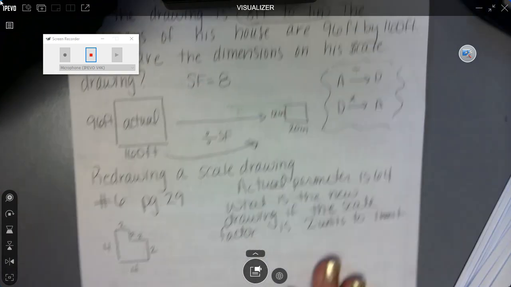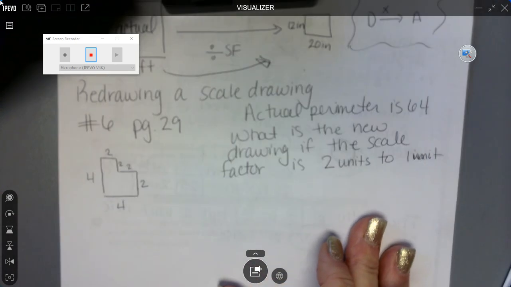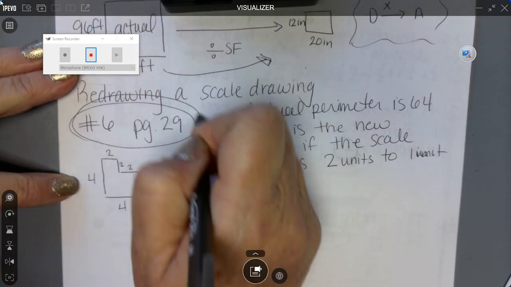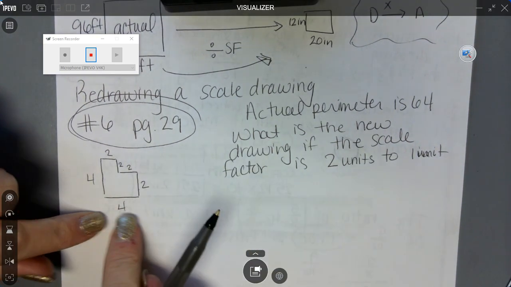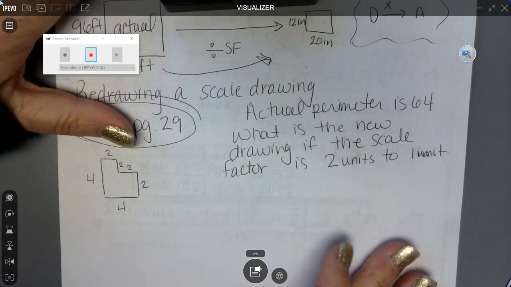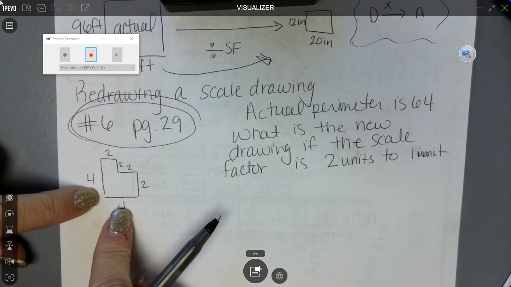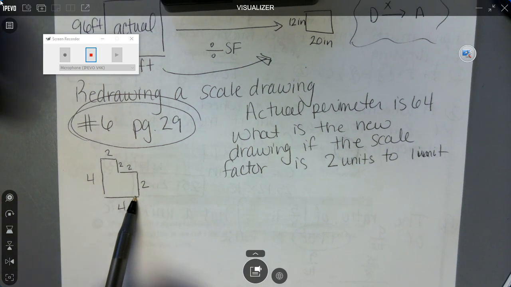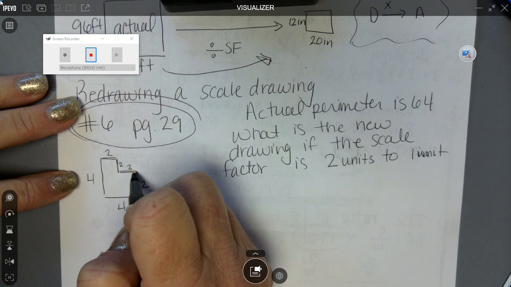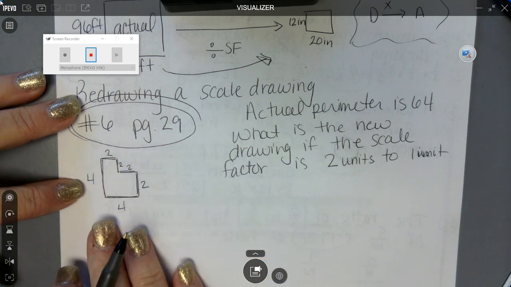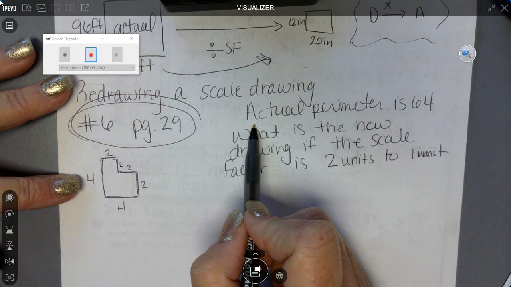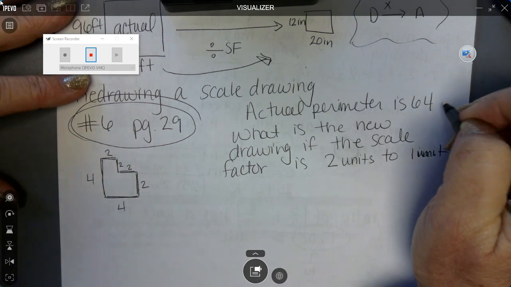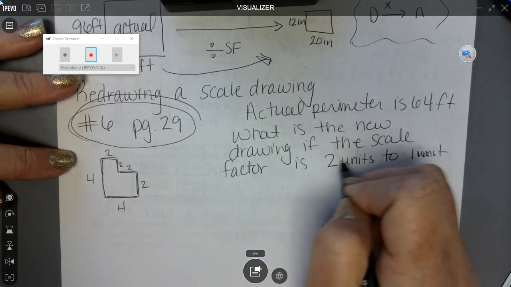The last one that I'm going to go through is redrawing a scale drawing. And we kind of struggled with this on our quiz. So, number 6 on page 29 is a good reference, but I'm going to show you an example of one right here. This is a drawing, and it's got side lengths 2, 2, 2, 2, 4, and 4. The actual perimeter of this same drawing is 64, we'll call it feet.